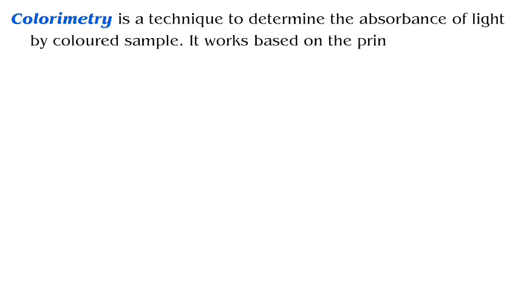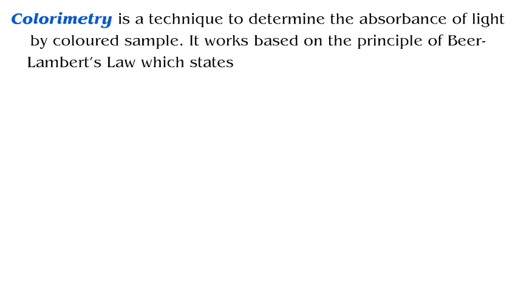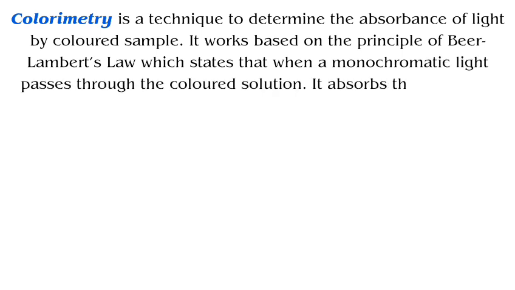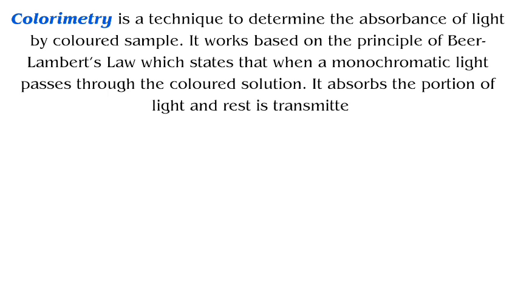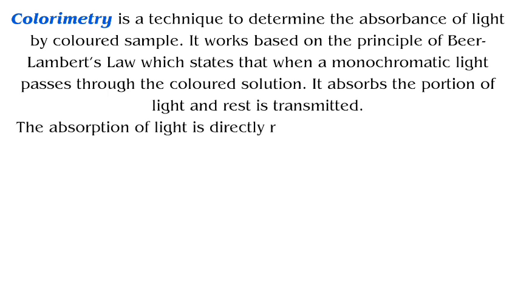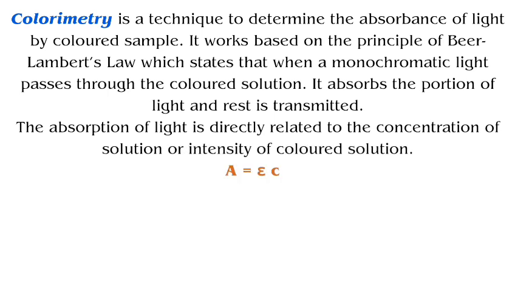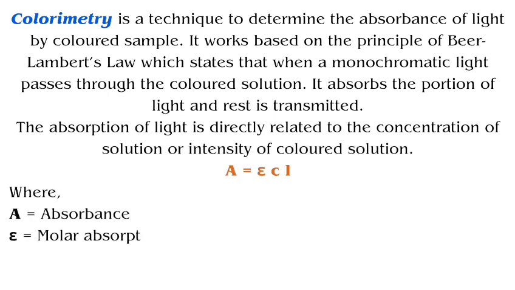It works based on the principle of Beer-Lambert's law, which states that when a monochromatic light passes through the colored solution, it absorbs a portion of light and the rest is transmitted. The absorption of light is directly related to the concentration of solution or intensity of colored solution. A = εCl, where A is absorbance, C is concentration of solution, l is path length.